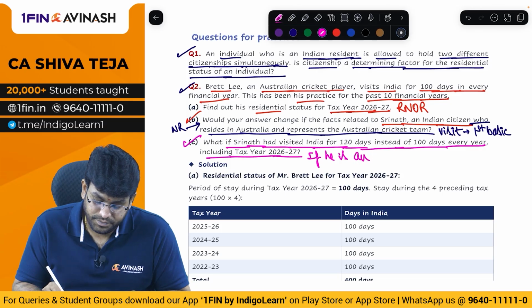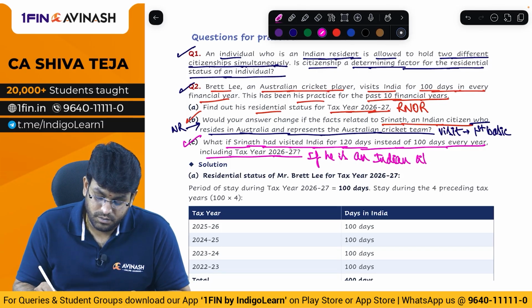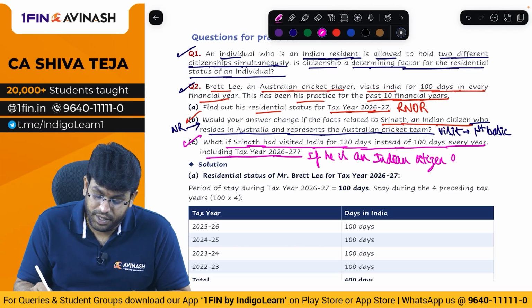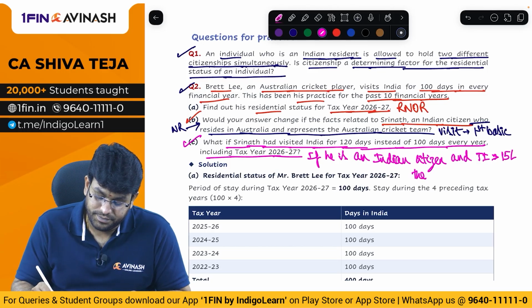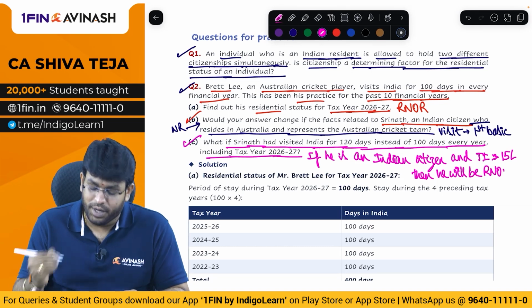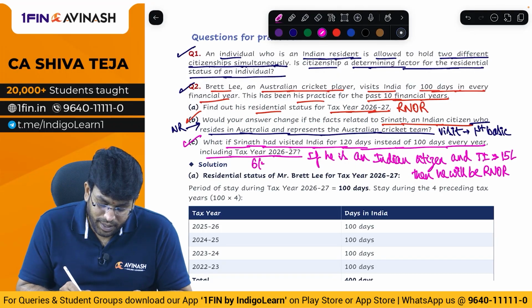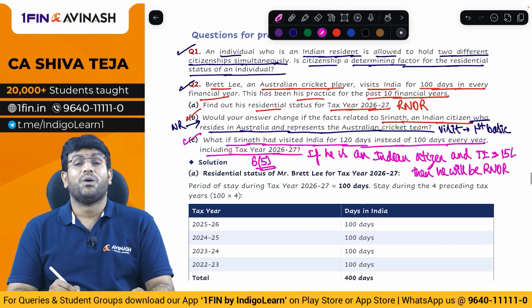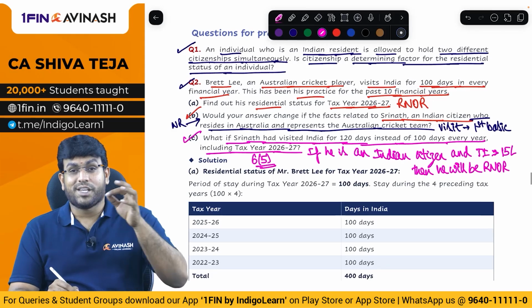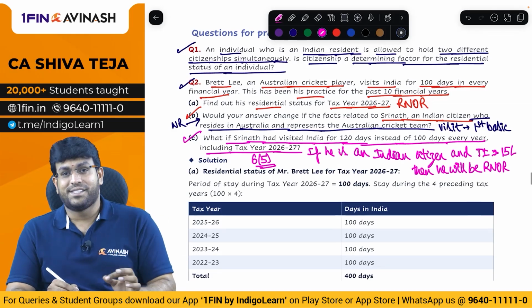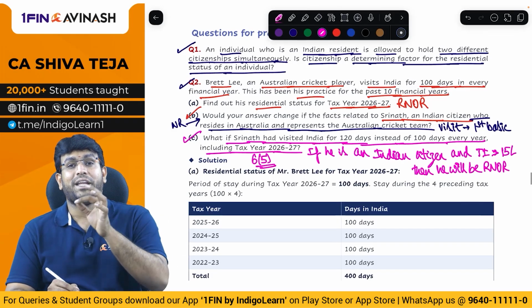If he is an Indian citizen and total income other than foreign source is greater than 15 lakhs, then he will be RNOR. The reason, because we will come under section 6(5). Indian citizen or a person of Indian origin who is coming to India for a visit during the tax year and his total income is more than 15 lakh rupees.